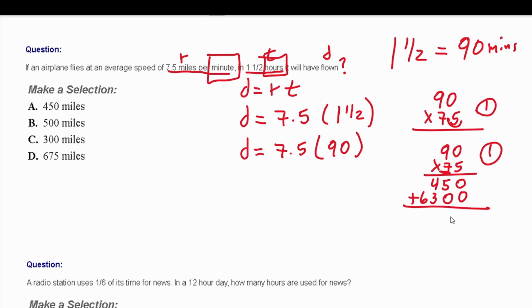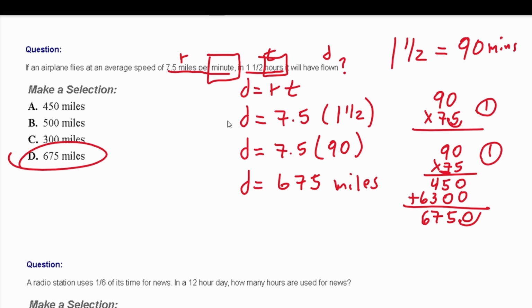Let's go ahead and add these two things together. 0 plus 0 is 0. 5 plus 0 is 5. 4 plus 3 is 7. 6 plus nothing is 6. Bring in our one decimal point. So we can see that this distance is 675 miles. A lot of people would get this wrong because they didn't catch on to the fact that this is in minutes, this is in hours. You have to make that conversion at some point to do this one correctly.